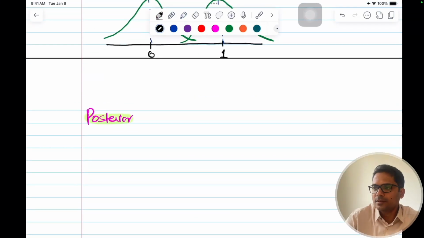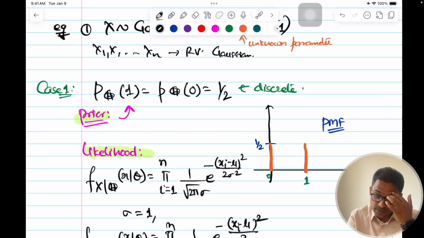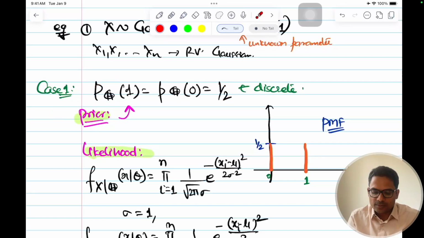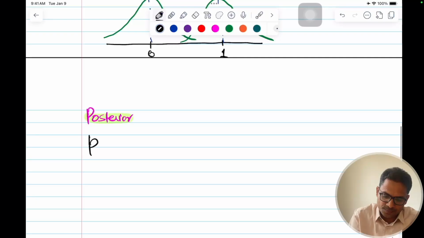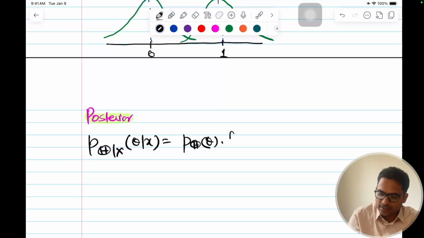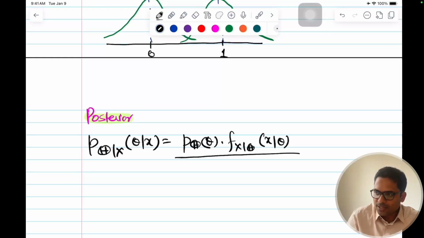The posterior will again be a distribution based on the prior. So whatever the prior is, my posterior will depend on that. If the prior is discrete, then my posterior will be discrete. So what will be the posterior distribution? P of theta given x is equal to P of theta times f, it's continuous, f of x given theta, divided by f of x.